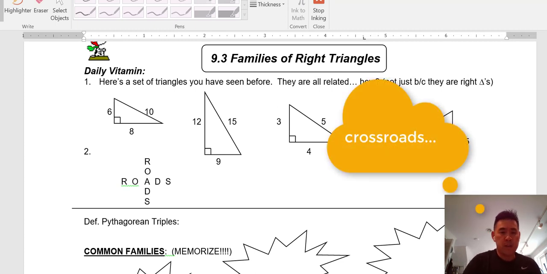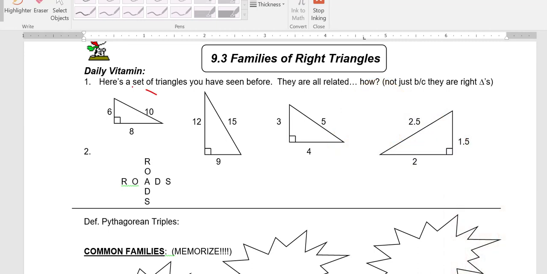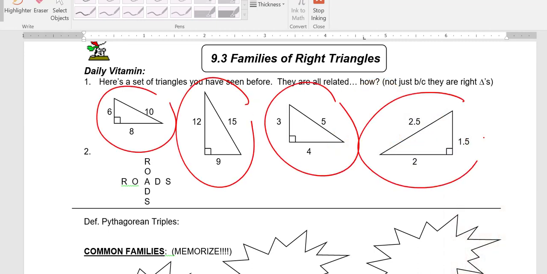Okay, so we're starting this next section here by taking a look at these triangles right here. So this one, this one, this one, and this one. If you look at those triangles, how are they related? They all work for the Pythagorean theorem. If I plug it in, I will get 3 squared plus 4 squared is equal to 5 squared. 6 squared plus 8 squared is equal to 10 squared.